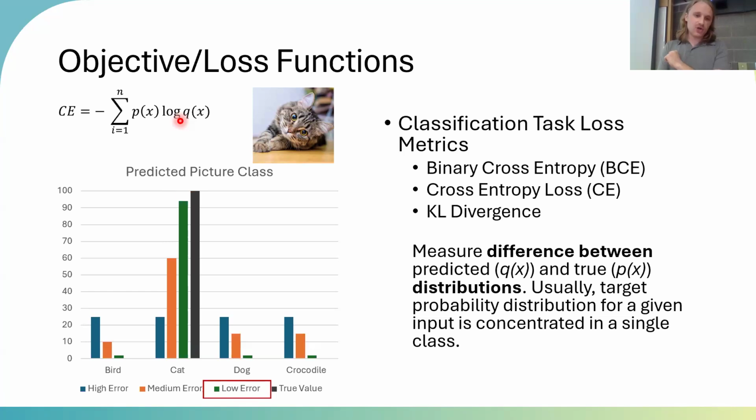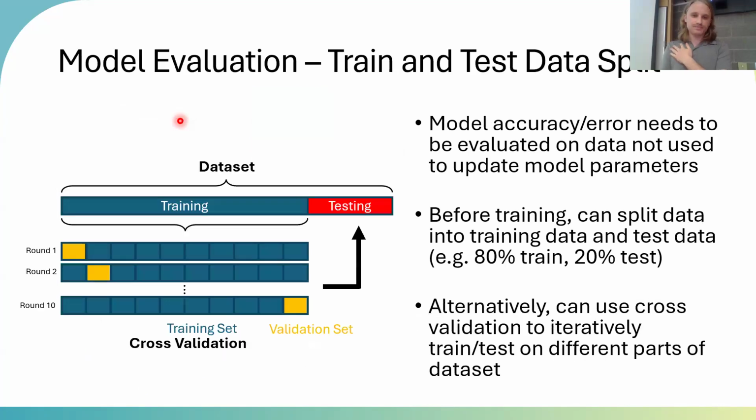And then finally, if we have a low error model, let's say it has like a 95% confidence that this is a picture of a cat, that would be considered low error because there's very little to penalize.